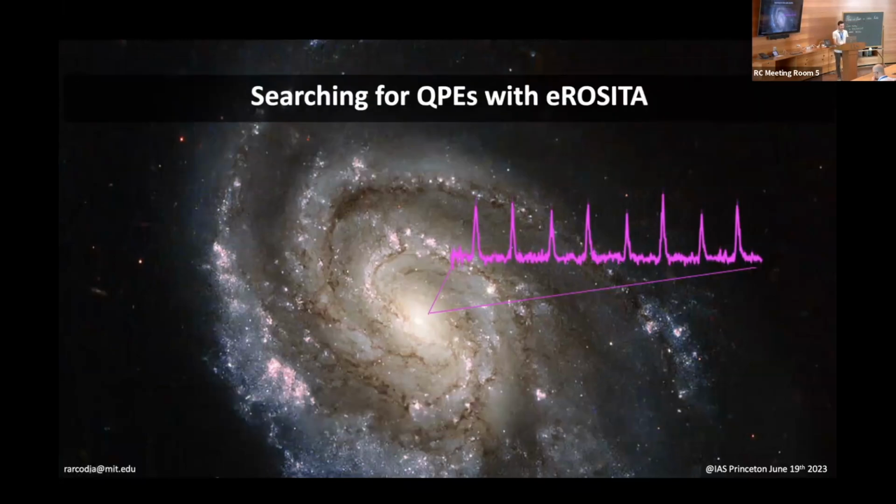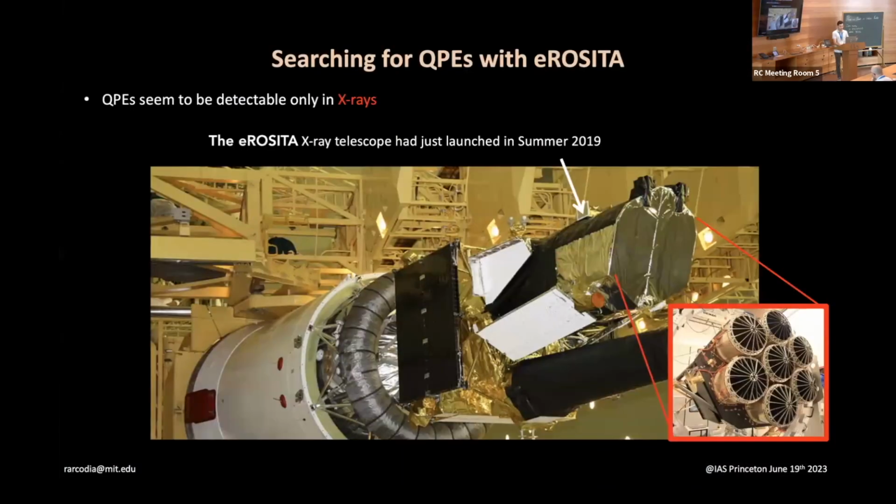Yes. Okay. So I'll briefly tell you how I'm finding QPEs with eROSITA. I think it's relevant for the discussion later, and maybe some of you have more ideas on what to do. Just a brief introduction on eROSITA. We've learned from Join that QPEs can only be found in X-rays, at least that's what we think at the moment. And in summer 2019, eROSITA was launched, and that's pretty much how I got involved in this.